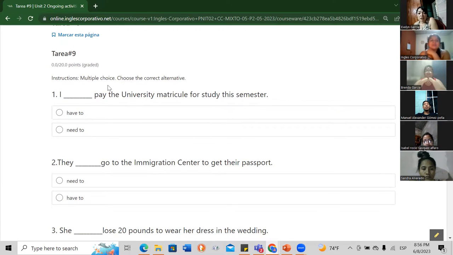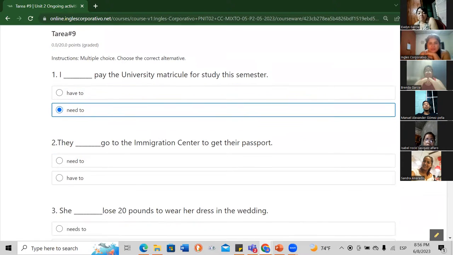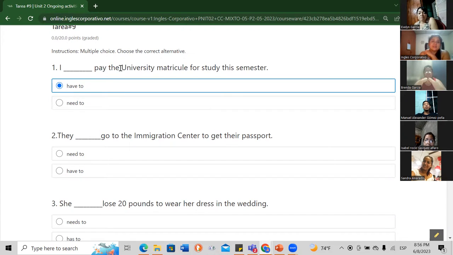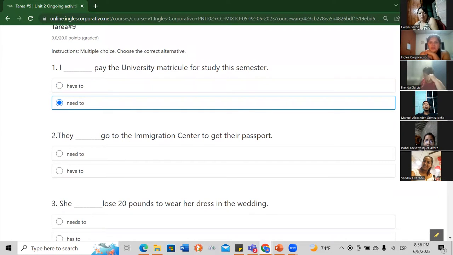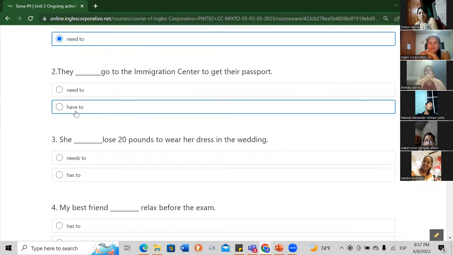Okay, I have to pay the university, or I need to pay? I need to pay. Una obligación matricularse. They go at Imagination Center to get the passport. It is an obligation or is a necessity that I had to pay? Need. Okay. We're going to see. They need to go to the immigration center, or they have to?